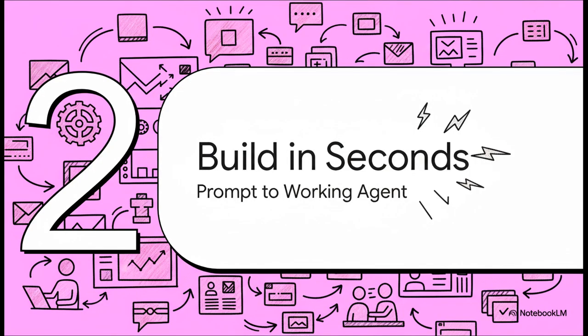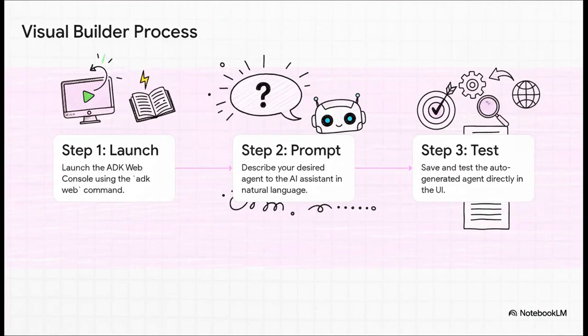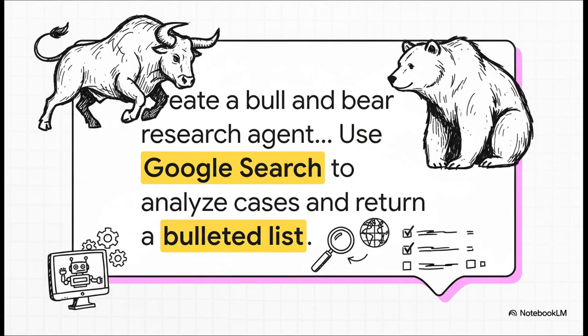Okay, so that's the theory, but let's get to the fun part, the practical magic. What if I told you that you could take all those components and spin up a working agent, not in hours or days, but in seconds? Well, the ADK makes that totally possible. See, the ADK has this awesome web console with a visual builder that makes this incredibly easy. The process is literally 3 steps. You open the console, you describe the agent you want in plain English to its AI assistant, and then you just save and test what it spits out. It is that fast.